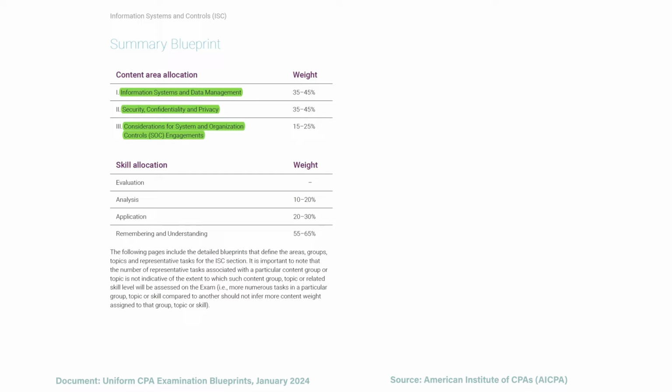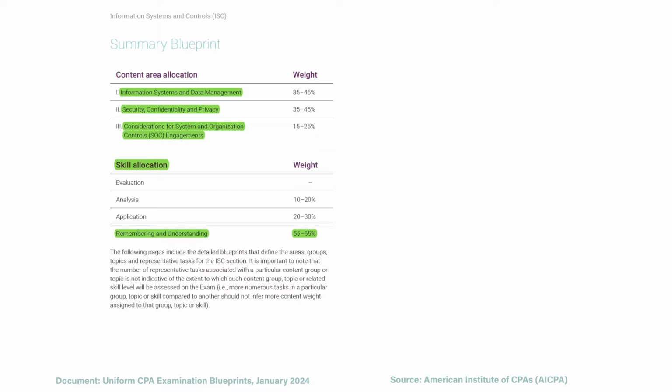The next notable thing about the ISC exam is the skill allocation. The remembering and understanding section covers 55 to 65% of the exam. Remembering and understanding simply means recalling a basic term or definition. So you don't have to apply it to a scenario, but you just simply need to know a definition or recall a piece of information.